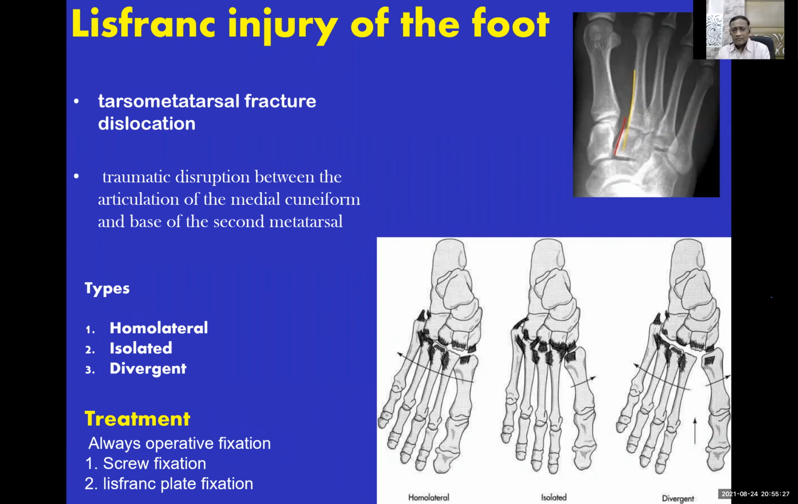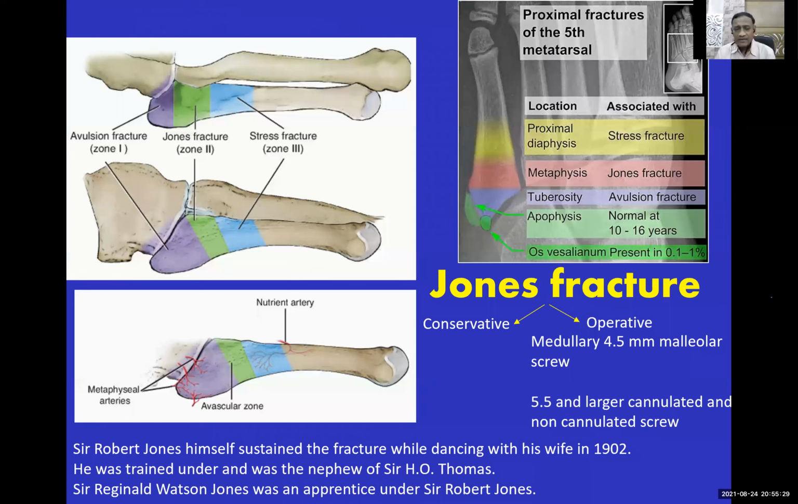Then the last bone is the fifth metatarsal. Commonly asked question on the Jones fracture. So what is the Jones fracture? So Sir Robert Jones himself sustained this fracture while dancing with his wife in 1982. And Sir Robert Jones, he was trained, and also he was a nephew of Sir H.O. Thomas. So these are the three types of fracture of the proximal part of the fifth metatarsal.